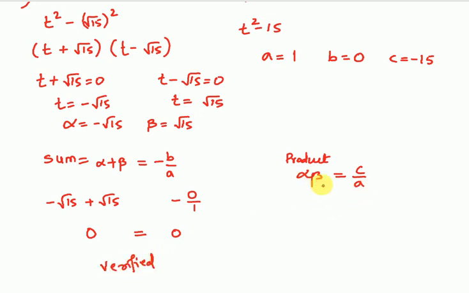Second, the product of the zeros. Alpha beta. Alpha value is minus root 15 into beta value is plus root 15. So minus 15, root 15 into root 15 is 15 and the sign is negative. C value is minus 15 by 1. So it is equal to minus 15. So both the values are equal. So therefore we have verified this relation also. It's clear? This is our second example. Now there are a few more examples we need to check out.